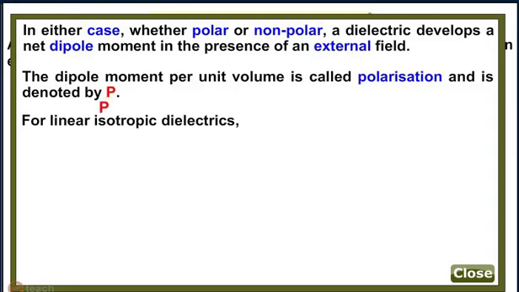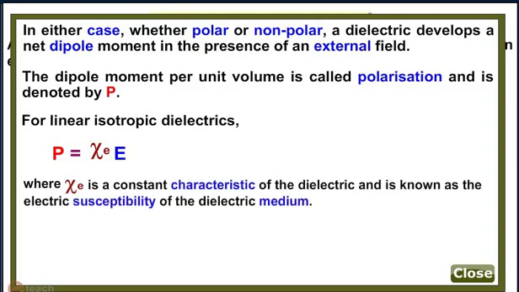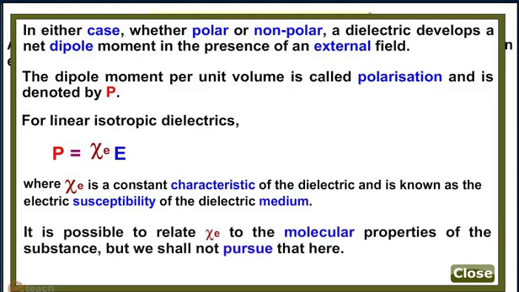For linear isotropic dielectrics, P equals χe times E, where χe is a constant characteristic of the dielectric and is known as the electric susceptibility of the dielectric medium. It is possible to relate χe to the molecular properties of the substance, but we shall not pursue that here.